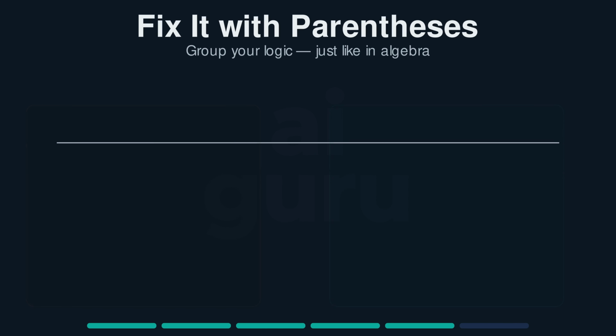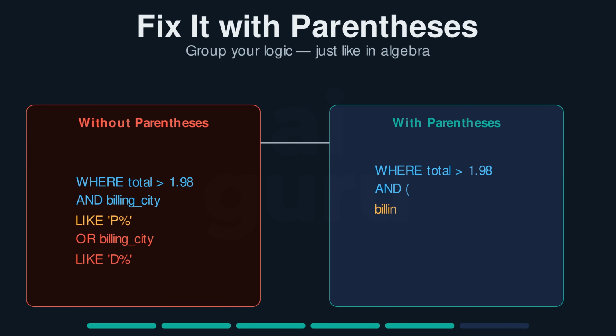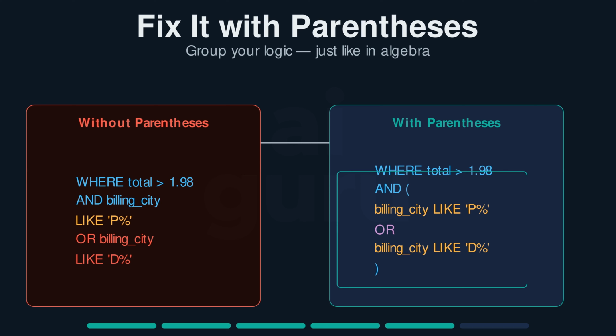So how do we force the database to apply the price rule to both sets of cities? You have to corral your logic using parentheses. Just like in an algebra equation, you have to tell the database what to group together. Okay, what does that look like? The correct way to write it is, where total is greater than 1.98 and, then you open a parenthesis, billing city like P%, or billing city like D%, and then close the parenthesis.